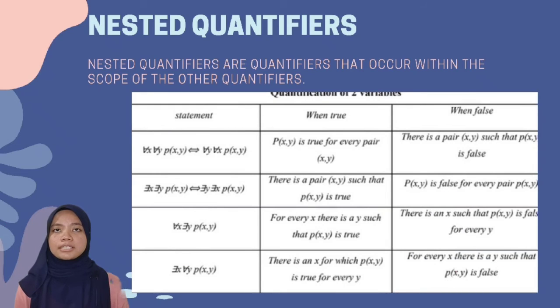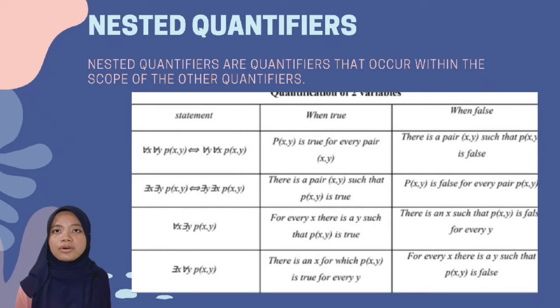Nested quantifiers are quantifiers that occur within the scope of other quantifiers. If the statement is for all x for all y P(x,y), logically equivalent to for all y for all x P(x,y), it's true when P(x,y) is true for every pair x, y. Meanwhile, it's false when there is a pair x, y such that P(x,y) is false. If the statement is there exists x there exists y P(x,y), logically equivalent to there exists y there exists x P(x,y), it is true when there is a pair x, y such that P(x,y) is true. Meanwhile, it's false when P(x,y) is false for every pair x, y.